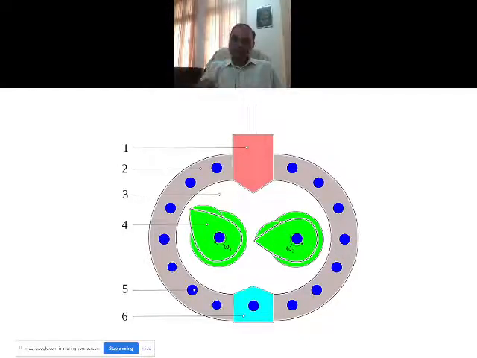But if you are looking at differential speed, then they cannot be close enough to have shearing between the rotors. So they are running on separate volume elements. There is no overlap of those volume elements. But they are running at different speeds. So there is a differential speed between the rotors.